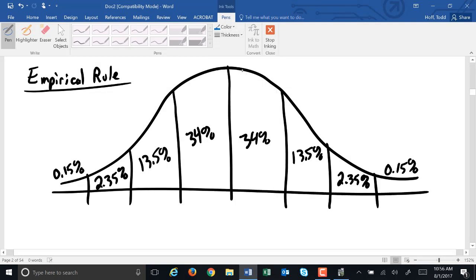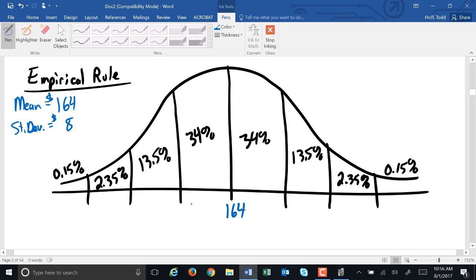Let's say that you are told that the mean cost of tuition at a technical college in the state of Wisconsin is $164 a credit. The standard deviation of $8 per credit. So what that means is what goes in the center here?